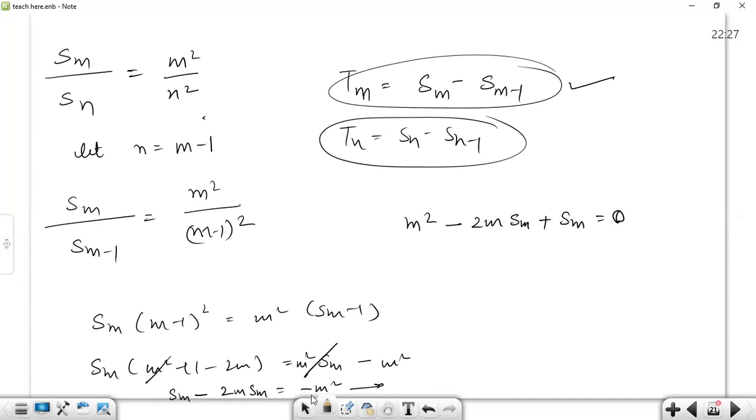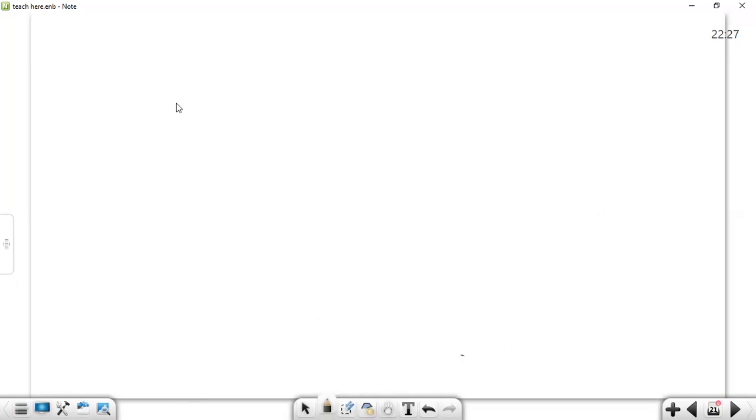After solving this, what we needed to actually find out, we misunderstood: S_m minus S_(m-1) is actually what is needed here. Okay, we are making a mistake. Okay, so let's try another method. This method is the assumption method. If nothing works, this will for sure work.